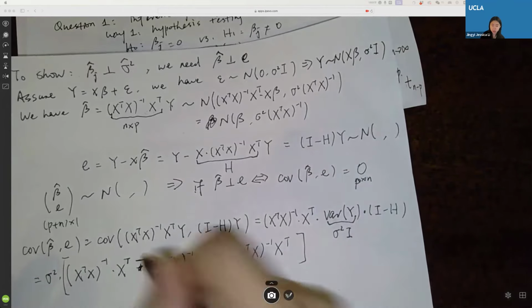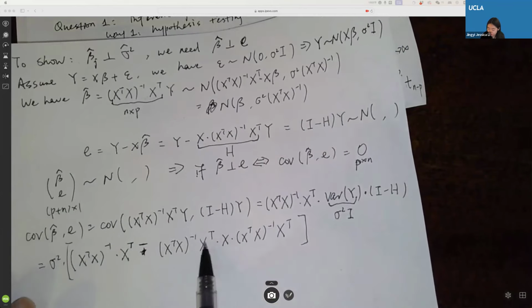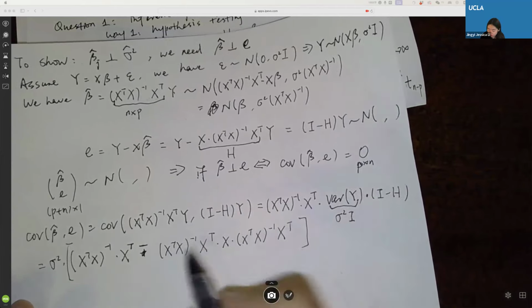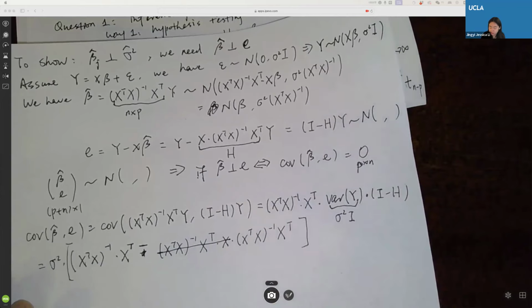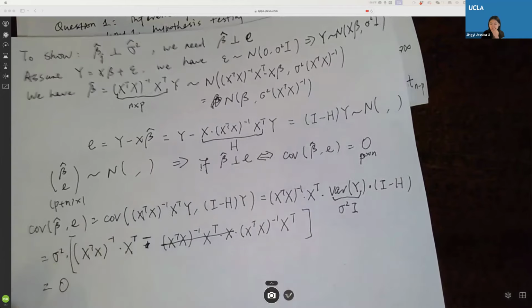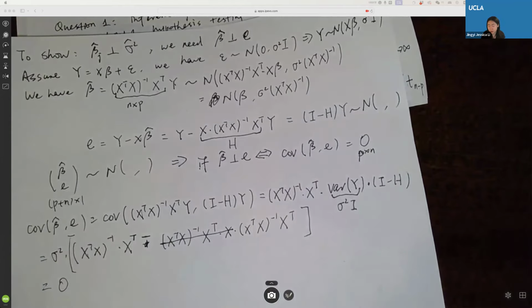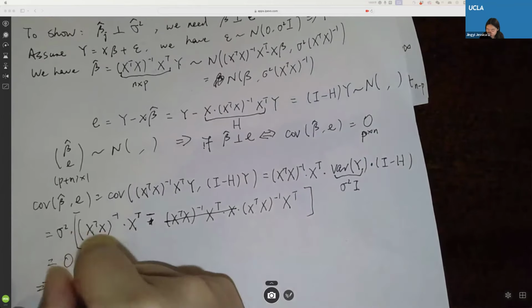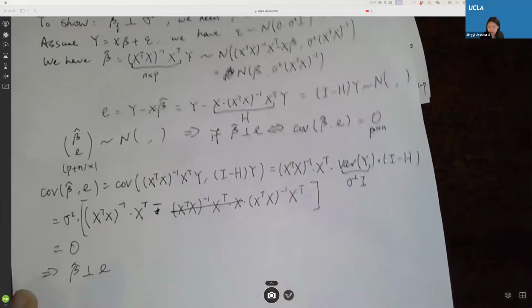Minus, sorry, not plus, minus. And then you can see that I have cancellation, right? So I can cancel out one copy of X transpose X. This will be canceled. Then I have the same thing minus itself, and that gave me 0. So this is how we show that the covariance between beta hat and residual E is 0. And this justifies beta hat being independent of E.